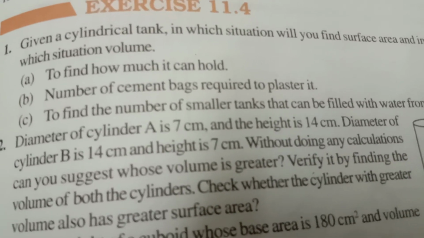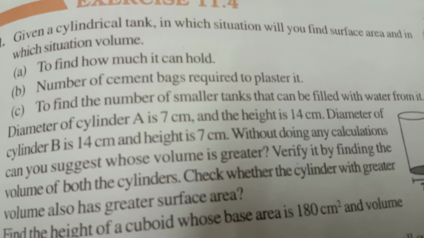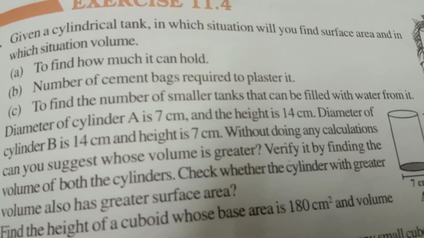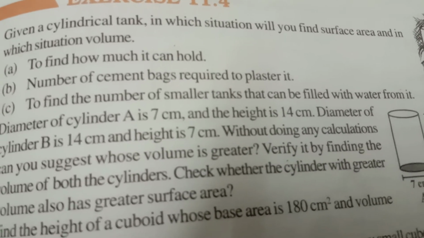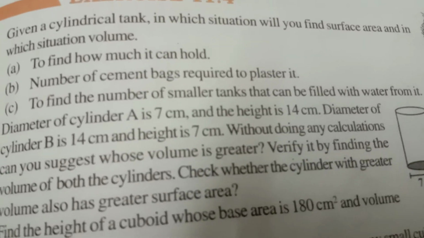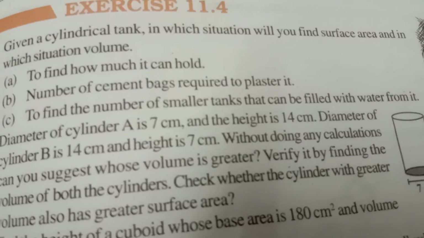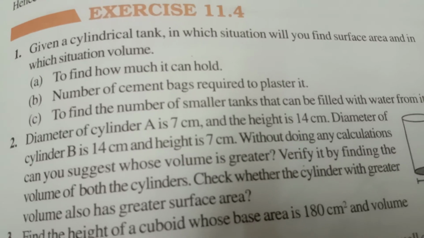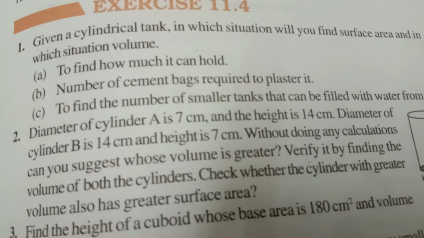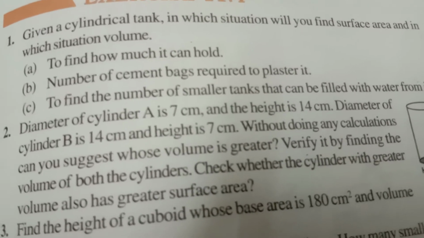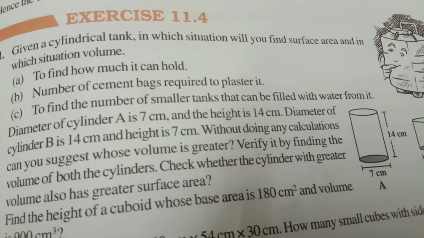Next, the third bit: to find the number of smaller tanks that can be filled with water from it. Again, what is it? Number of tanks filled with water means it is again the volume of the cylindrical tank. So in the first situation and the third situation we will find the volume, whereas in the second situation we will find the surface area of the cylindrical tank. Is it clear, children, the first bit?